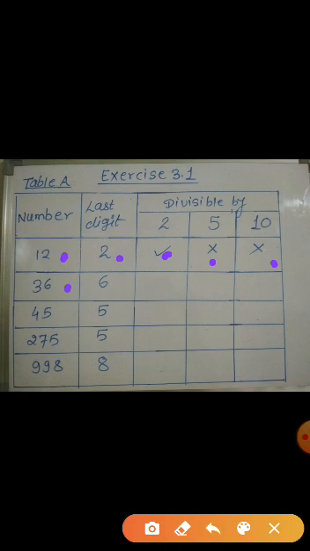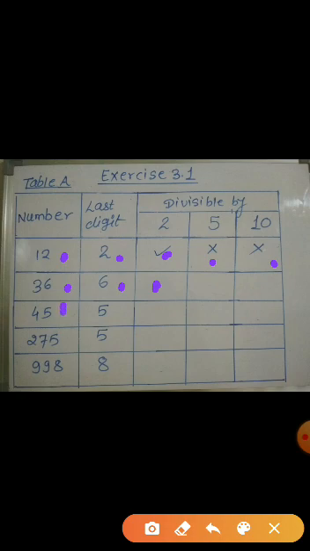What is the last digit of 36? 6. Since the last digit is 6, we can say that the number is divisible by 2, but not by 5 and 10. So, we have to put a tick in front of 2 and we have to make a cross in front of 5 and 10.